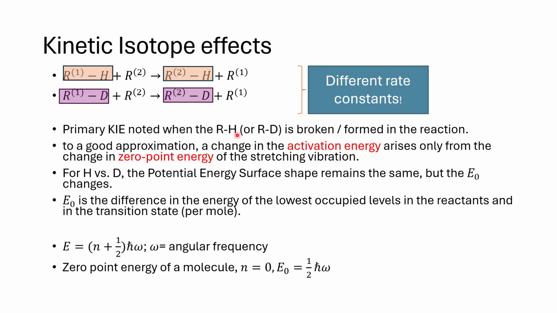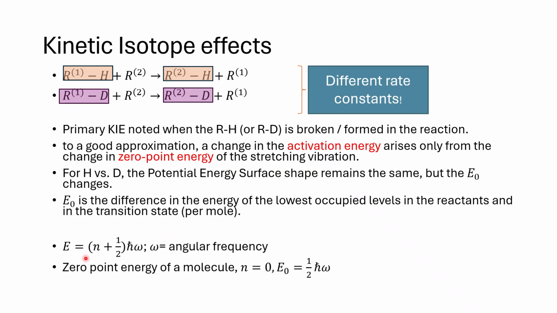However, because one of the atoms is substituted, for example with the deuterium atom, which is much heavier than the proton, it will result in a change of the zero-point energy. Now, how do we determine the energy for the vibrational level?